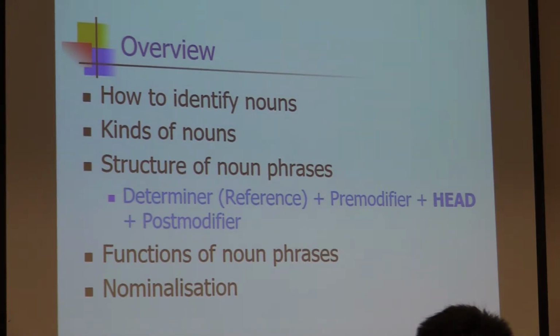Or, so adjective, can it be another word class that can be the premodifier? Noun. So give me an example. An apple tree. Yes, apple. Apple is a premodifier. Okay, after the head, we can have a postmodifier as well.